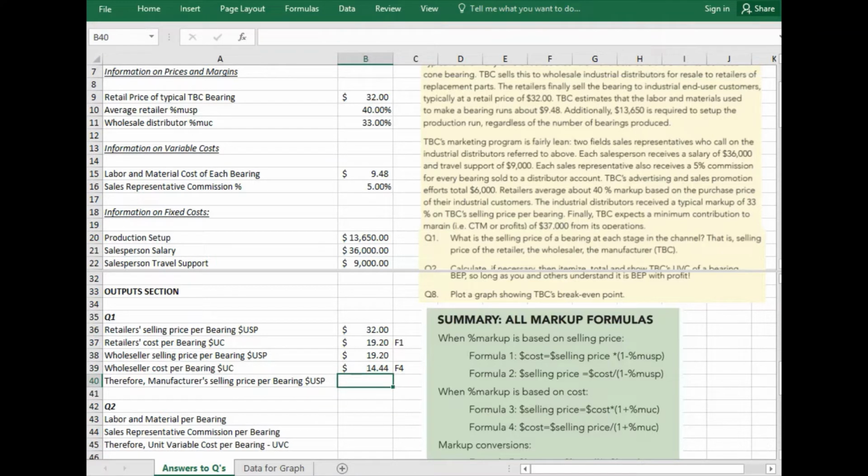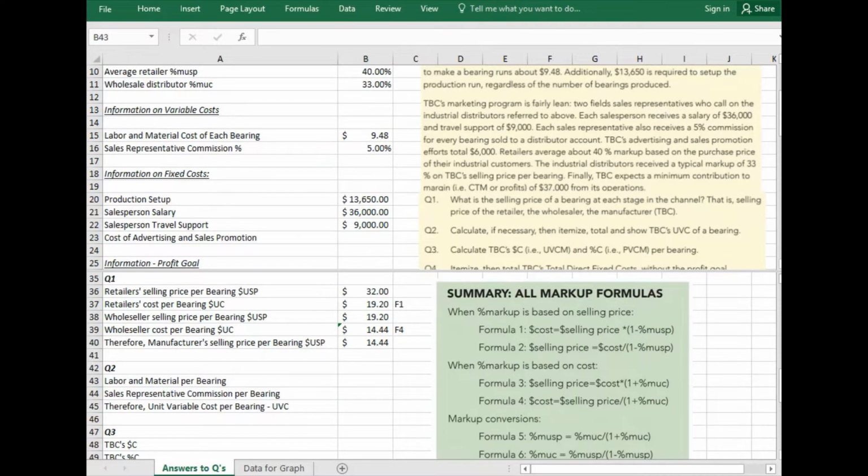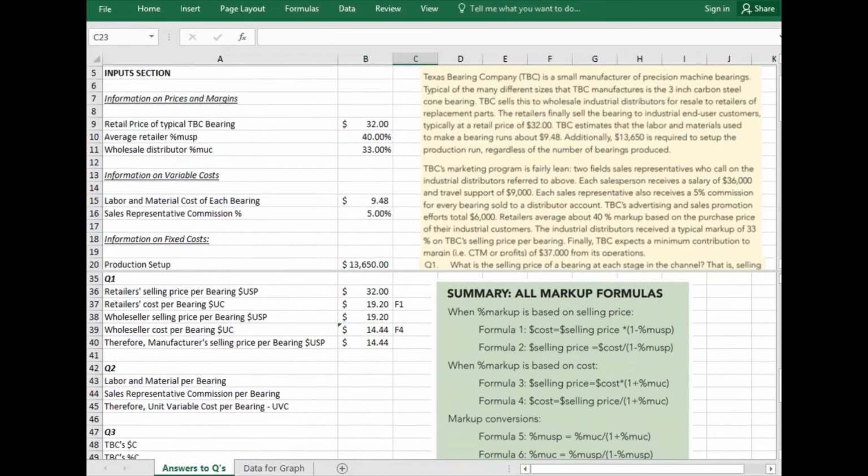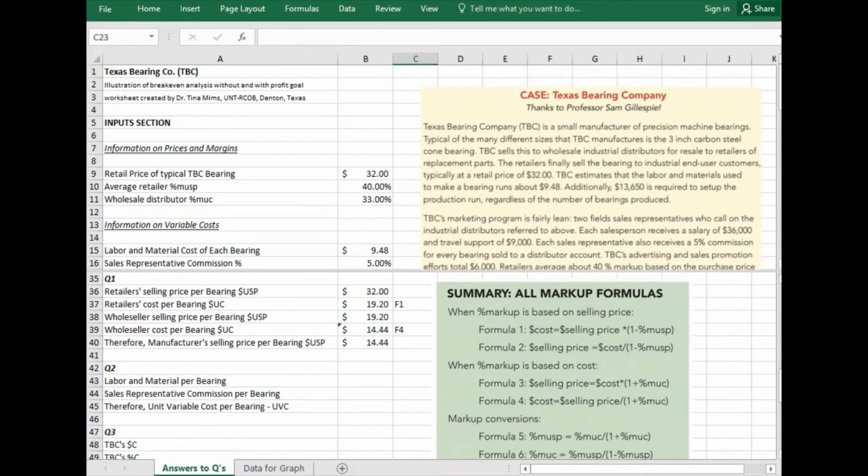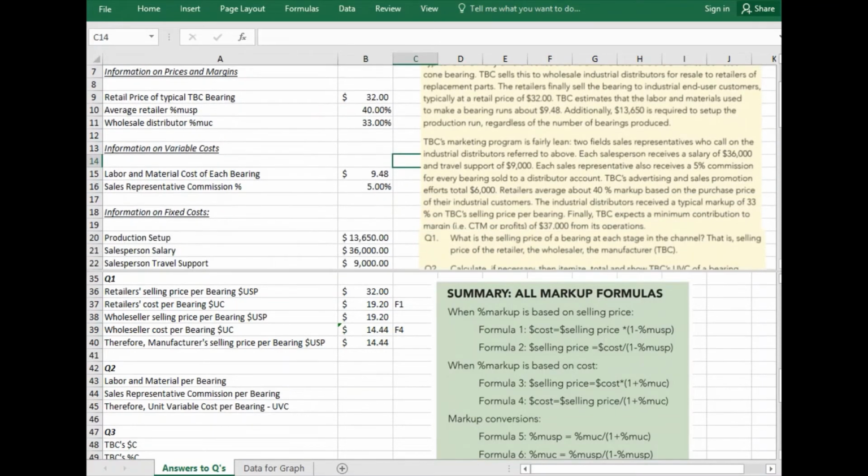Okay, so we'll go up here and format that with a dollar sign, and it'll automatically round to whole cents, which is fine. And clearly, if the wholesaler cost is $14.44 per unit, we know what Texas Bearing is charging, which is selling at $14.44. So we've answered question 1. Okay, so that's great. We gave the selling price at each level of the channel. Okay, so let's look at Q2.